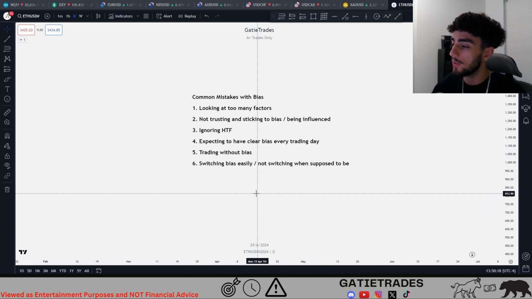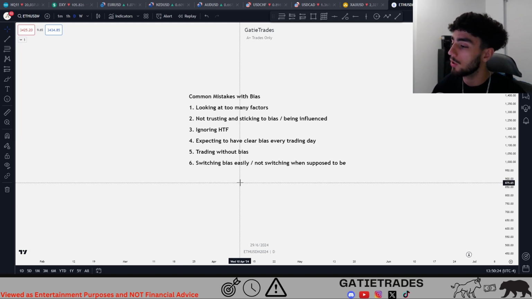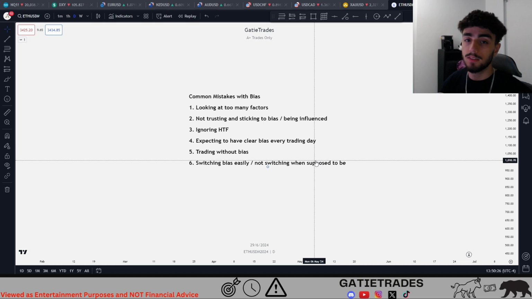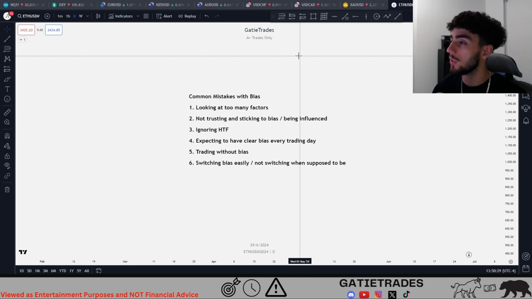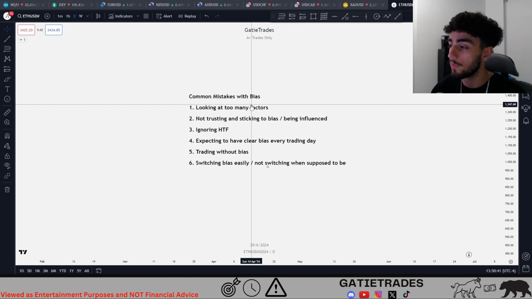And then some other common things is trading without a bias. In my opinion, that's not a good idea because you're kind of just gambling. You don't really know where price is likely to go. And then also switching your bias easily or not switching when it's supposed to be switched. A lot of people get too focused on their bias and ignore other things. And some people just keep switching between bullish and bearish off of any PD array they see. Pick something, stick to it. If it gives you reason to switch, then switch. You've got to focus on that.